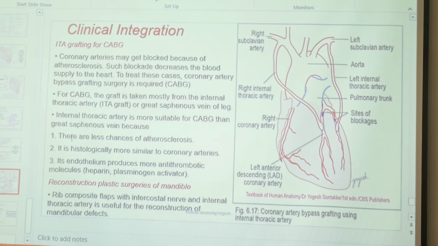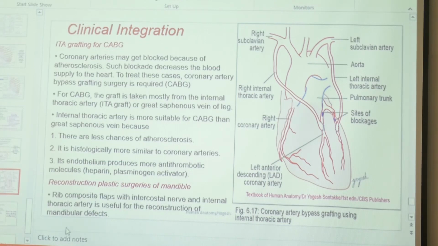And why is it done? Because there is late onset of atherosclerosis in this artery, it is histologically more similar to coronary arteries, and its endothelium produces more antithrombotic molecules, that is heparin, plasminogen activator, etc. And these prevent further clot formation and further blockages.